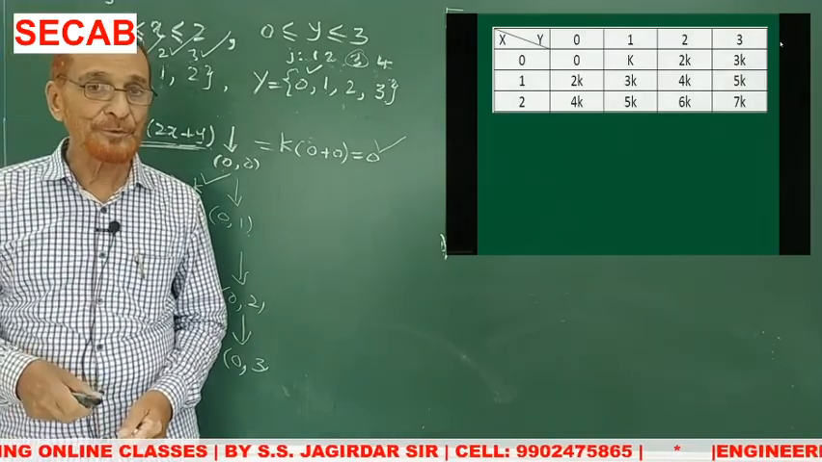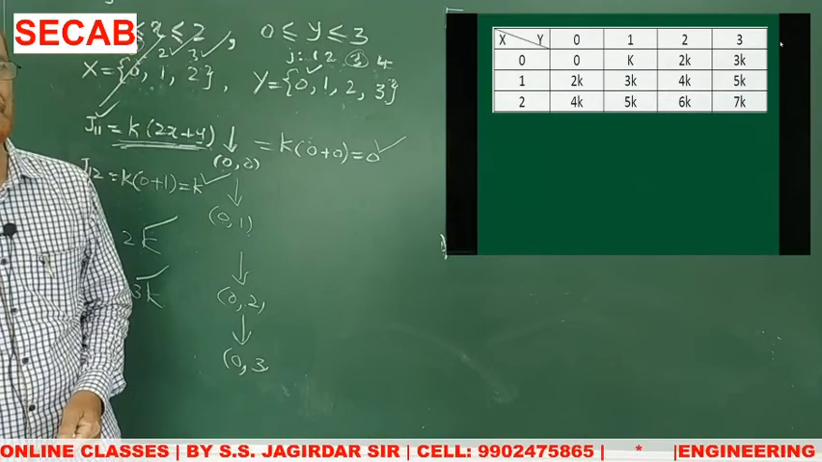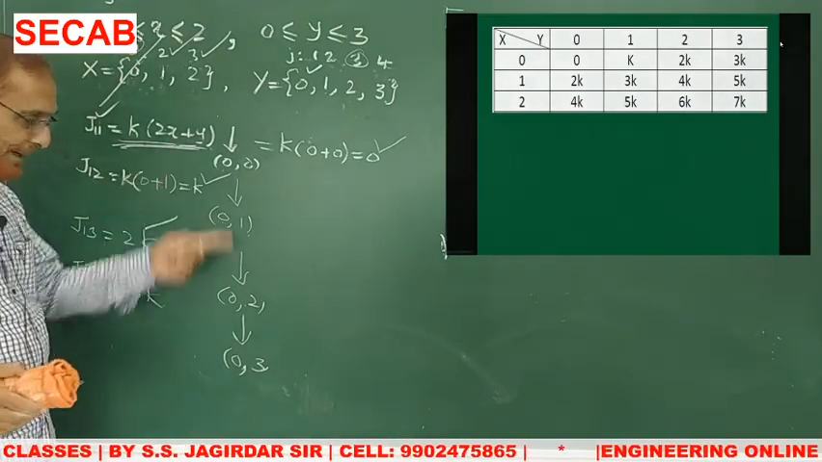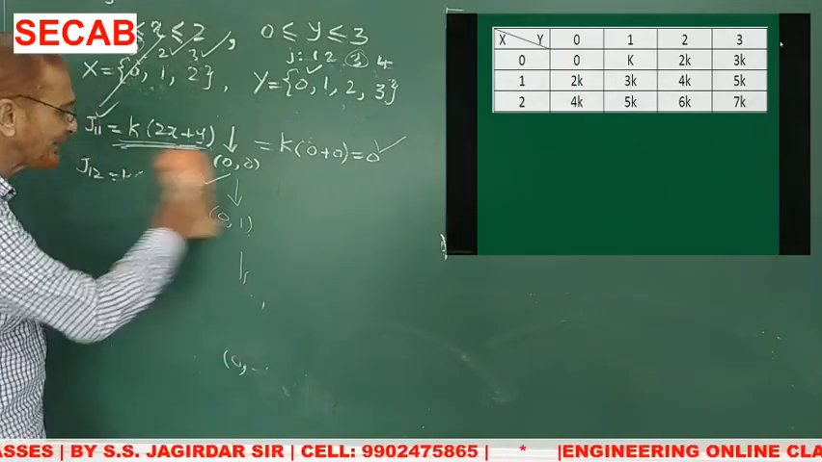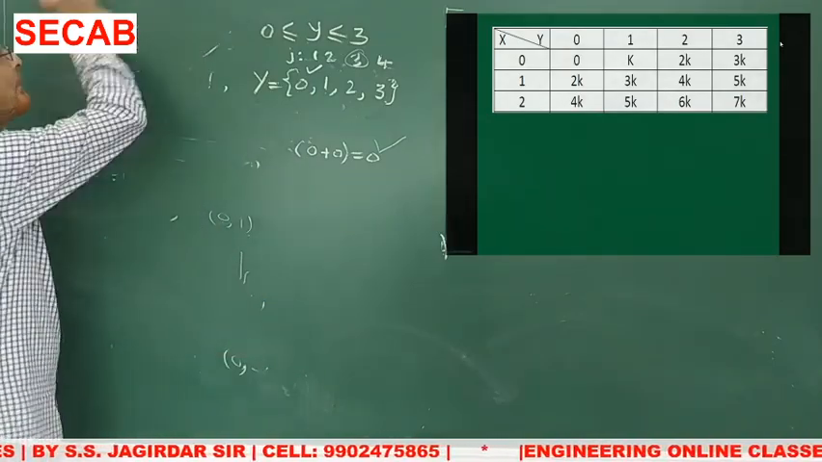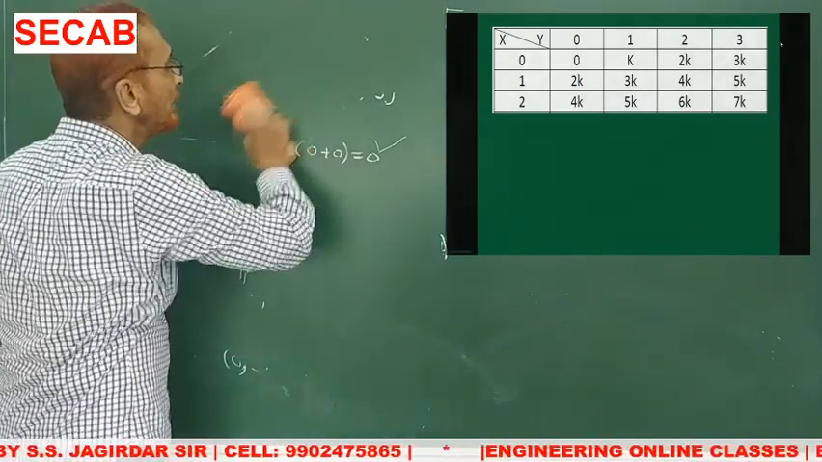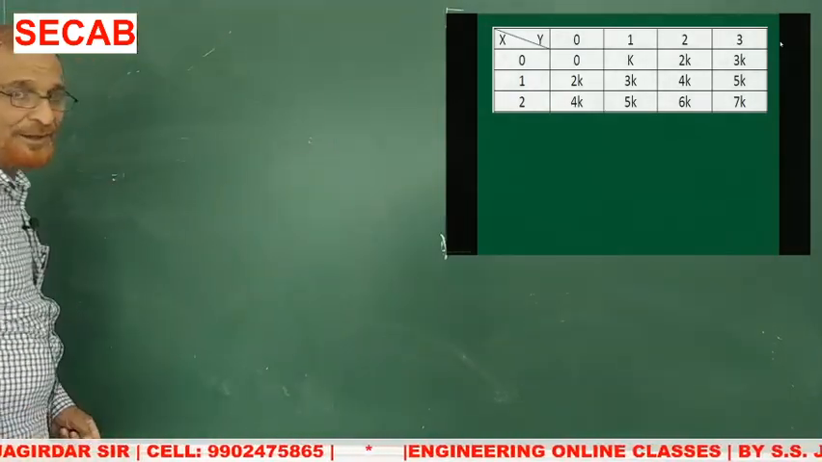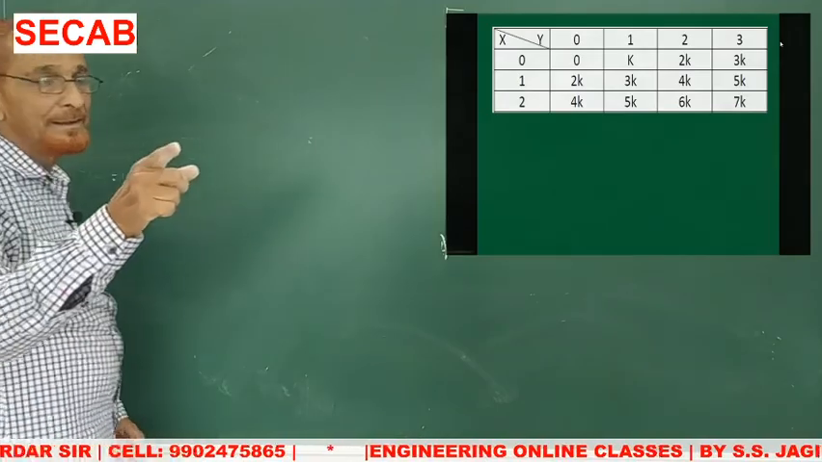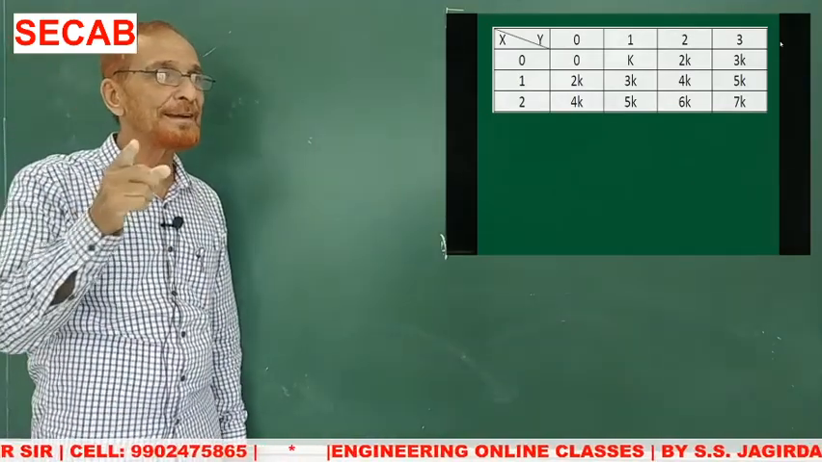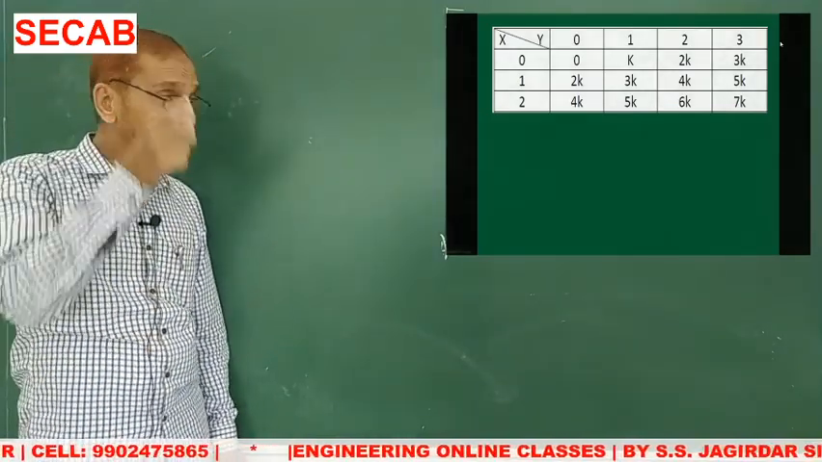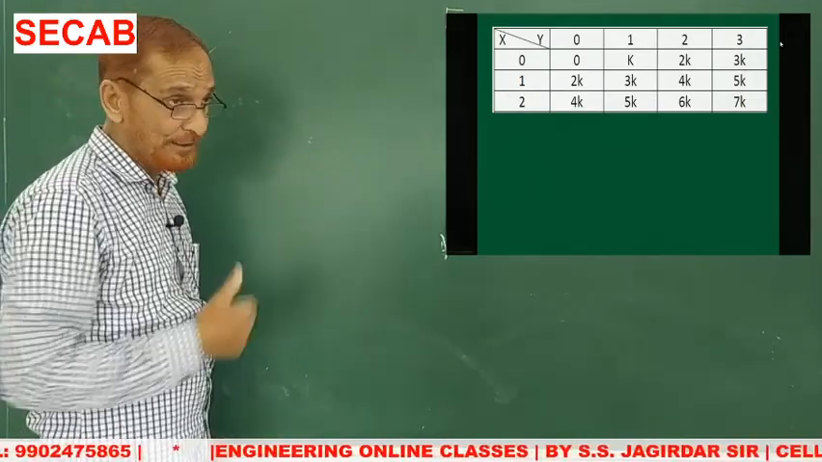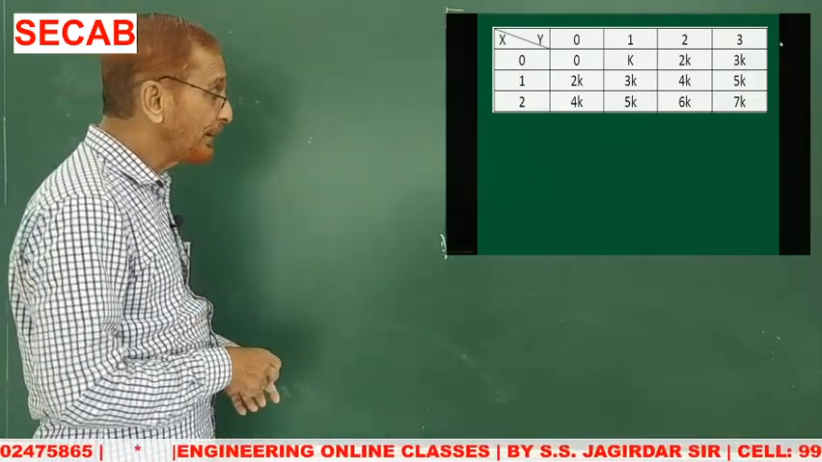Now what you have to do? Now you have to go for the marginal distribution. How will you prepare the marginal distribution? So gentlemen, I will remove this. In the case of the marginal distribution, you have to add up along the row. If you add up, you will get fxi values. Along the column, if you add up, you will get the marginal distribution for y values.